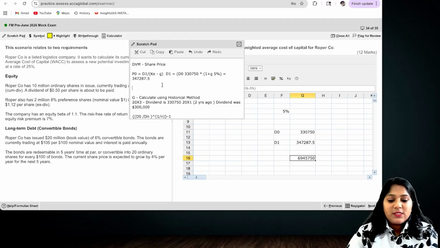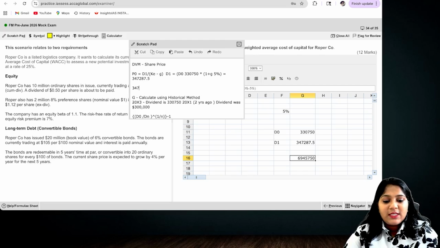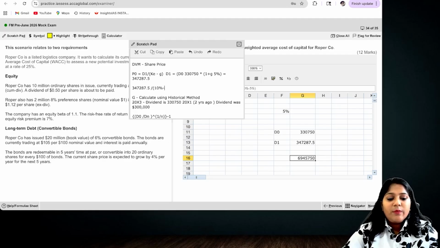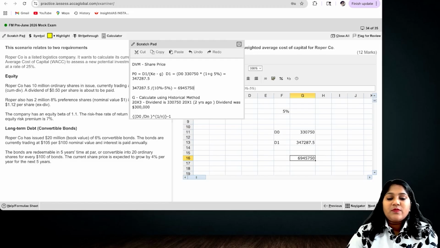And then you use this. So what is D1? Take the total dividend. It's totally fine. 347287.5 divided by cost of equity is 10 percentage minus what? Minus 5 percentage, and that should give you a value of 6945750. This is the total value of equity.